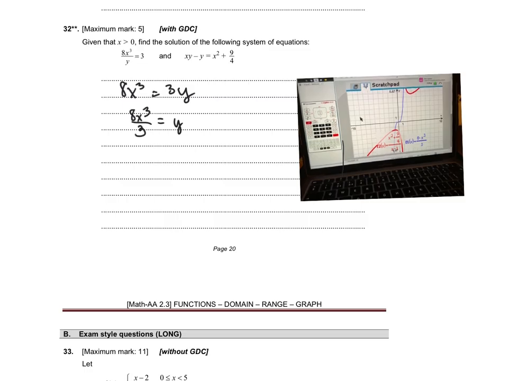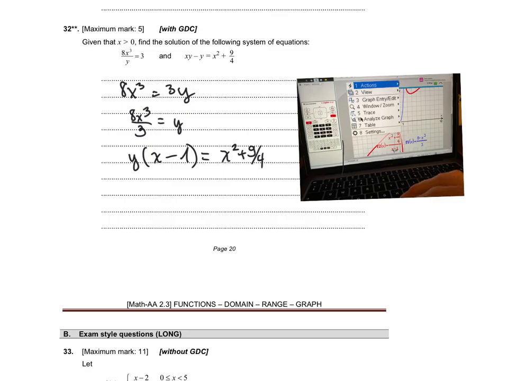And that is going to be the blue one there. And then this other one, we have to factor out a y, and that's going to be x minus 1 on the inside. And we divide by x minus 1. So that's that one in red. And if we want to find the solution, we need to find where it intersects. So we have to do menu, analyze graph, intersection, and we want that one.